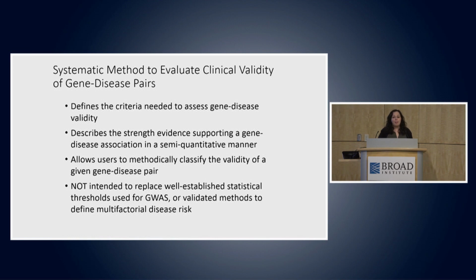So ClinGen actually came up with a systematic method to evaluate clinical validity of gene-disease pairs. And we defined the criteria needed to assess gene-disease validity, experimental and genetic evidence, and I'll talk about that. It is a semi-quantitative framework, so we are using a point scoring system. And this actually allows users to more methodically classify the validity of a given gene-disease pair. However, it's semi-quantitative, so it's not intended to replace more rigorous statistical methods, such as those established for genome-wide association studies or for polygenic risk scores, multifactorial disease risk, et cetera.